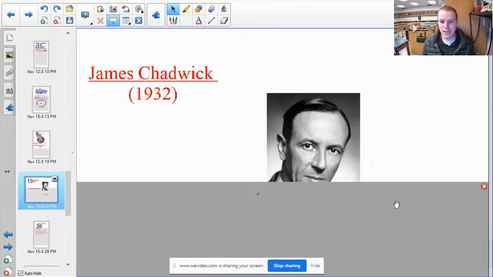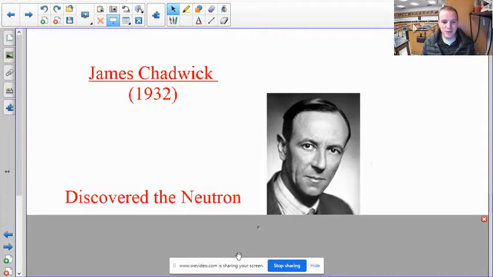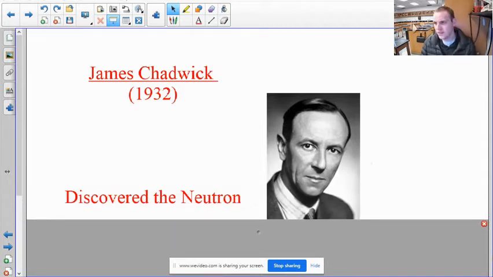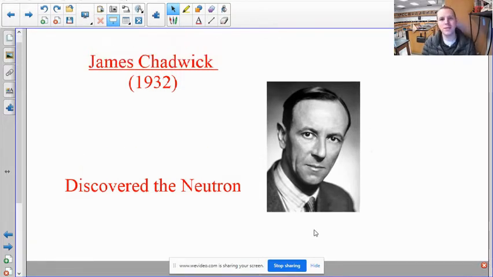Now, enter James Chadwick. Okay, so here's James Chadwick. He's credited with discovering the neutron. Basically, he had a big chunk. I think it was a beryllium, maybe. Can't remember off the top of my head.